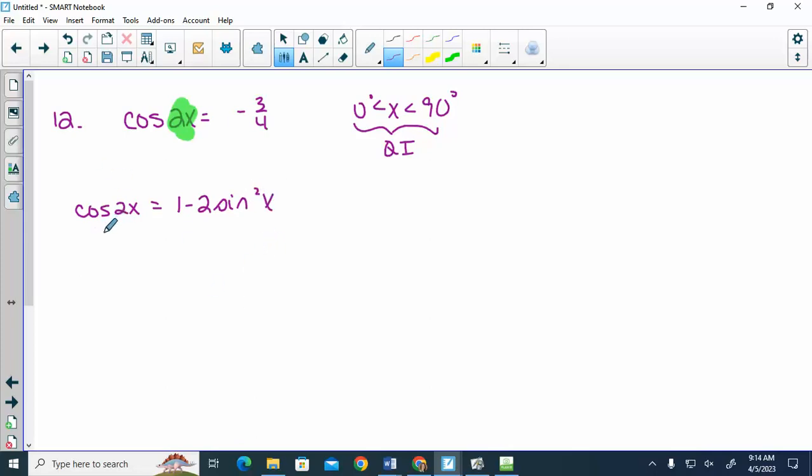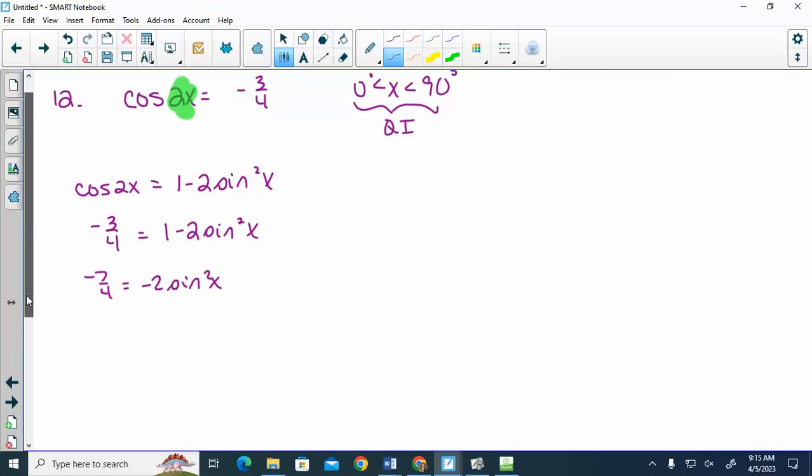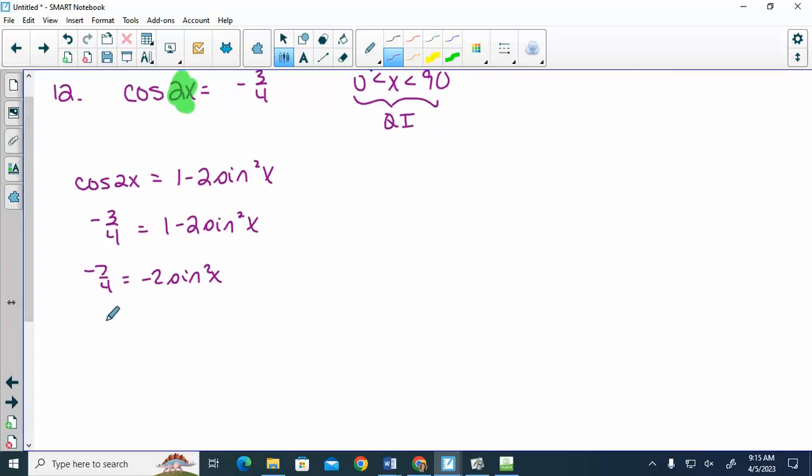So now we can sub in cosine of 2x, which I told you was negative 3 over 4. If I'm trying to solve for sine, I have to get it by itself. So first I'm going to subtract my 1. To get rid of the negative 2, we divide by negative 2 or multiply by negative 1/2. Then to get rid of a square, you do a square root. Square root means plus or minus. How do I know which one I need?